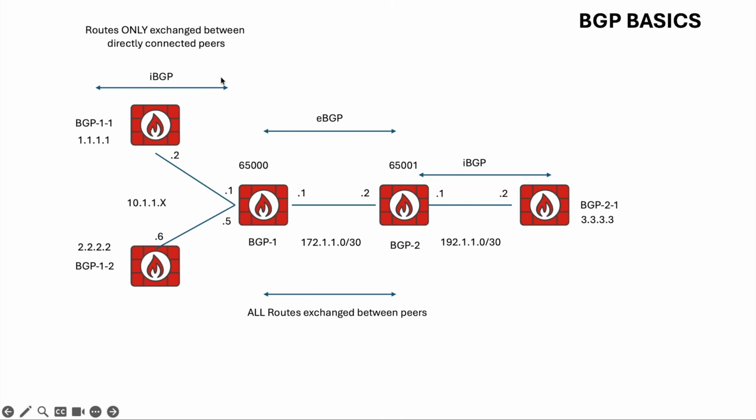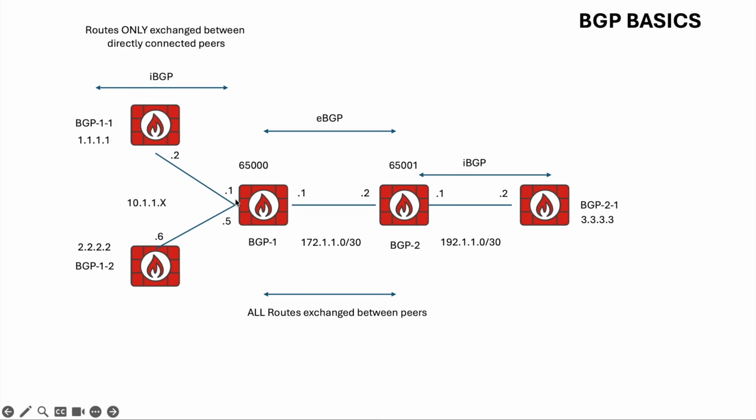Now, the most fundamental basics of BGP to understand here is that between eBGP peers, all routes learned will be exchanged. So every single route learned on BGP1 from its downstream neighbors will be propagated across to BGP2, and vice versa. Anything BGP2 has learned from its downstream neighbor will be propagated across to BGP1 here on the left-hand side. However, in iBGP, routes are only exchanged between directly connected neighbors.